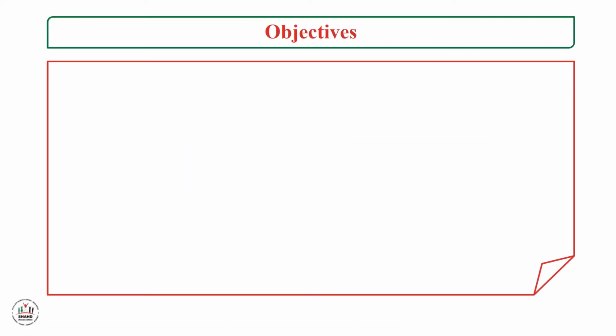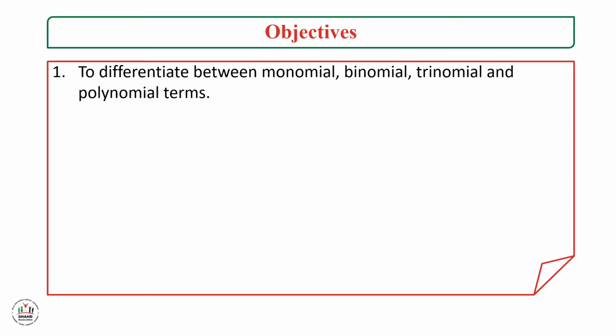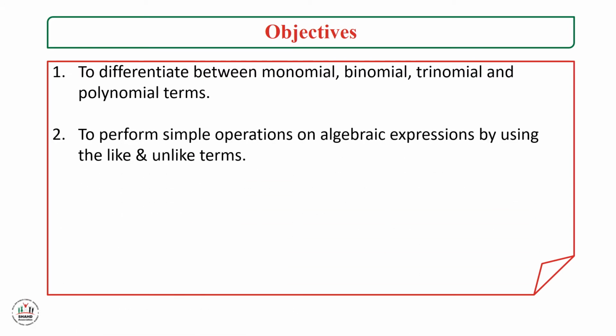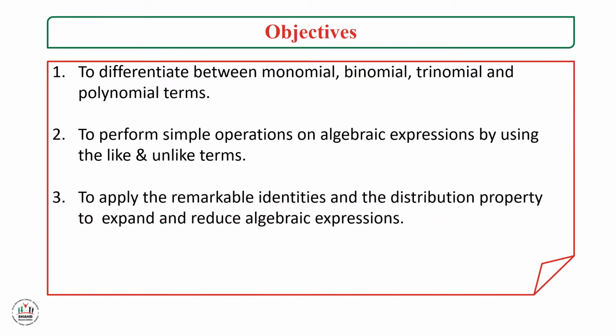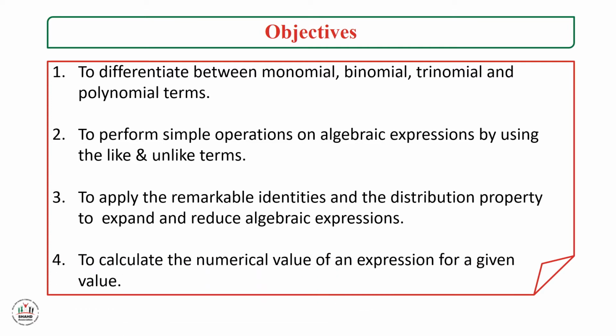At the end of this lesson, you will be able to differentiate between monomial, binomial, trinomial, and polynomial terms, and you will learn how to perform simple operations on algebraic expressions by using the like and unlike terms concept, and you will learn how to apply the three well-known remarkable identities and the distribution property in order to expand and reduce algebraic expressions, and finally you will learn how to calculate the numerical value of an expression for a given value. Let's get started.